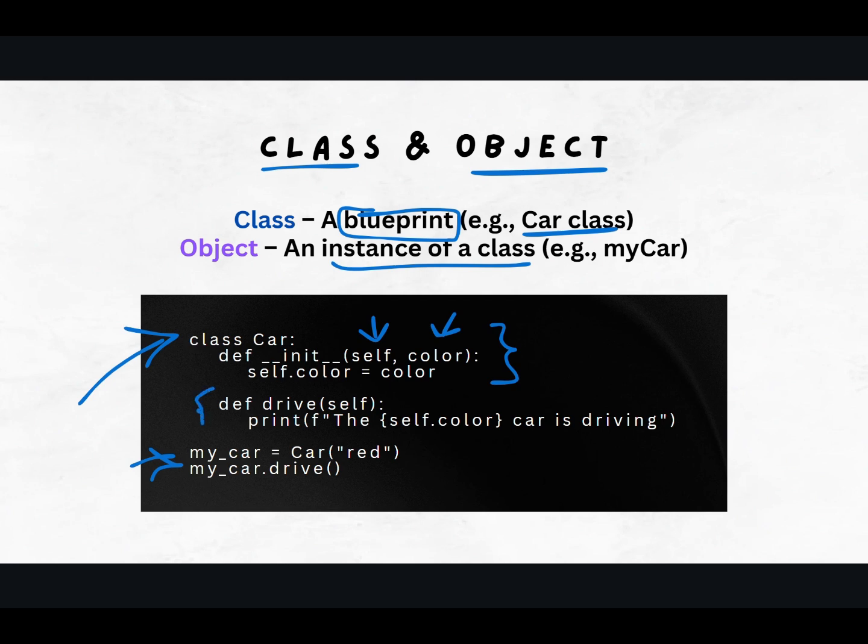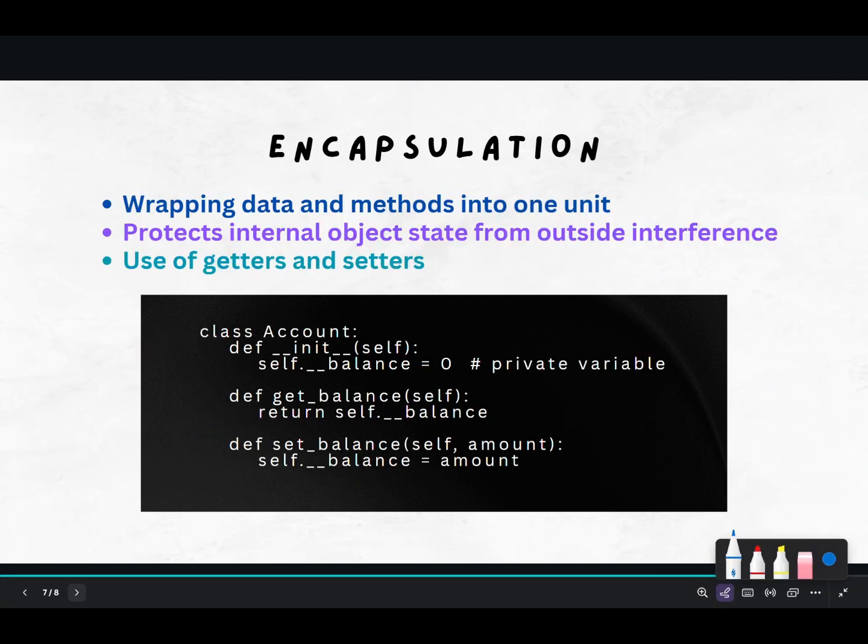And this is a method which is the drive method and this self keyword needs to be passed to all the functions. Okay, so print self.color car is driving. Okay, so here we create an object. This my_car is an object, this class Car is a class. So my_car equals Car, and then we give this red color. So now a red car is created, the name is my_car, and if we say my_car.drive, it will print the red car is driving. So that is what is meant by class and object.